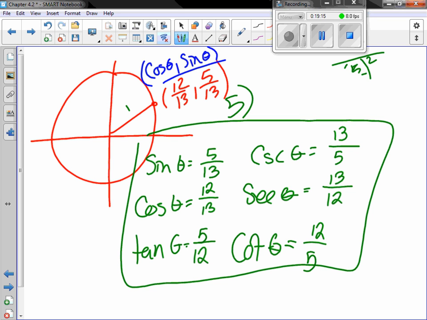In exercises 13 through 22, evaluate, if possible, the sine, cosine, and tangent at the real number. So you're only finding 3. So cosine, sine, and tangent at pi over 4. Negative pi over 6. Negative 7 pi over 4. 11 pi over 6. So the negative ones, I would add 2 pi to it to get the coterminal angle and go from there. Questions on this so far?